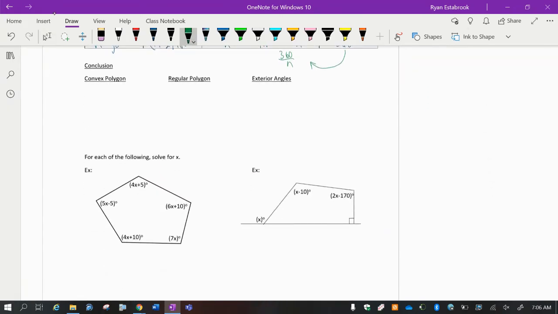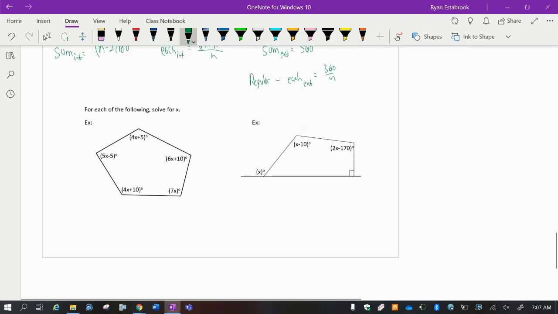So in conclusion, if you have a convex polygon, the sum of the interior angles is n minus 2 times 180. For a regular polygon, each interior angle is n minus 2 times 180 over n. As far as the exterior angles go, the sum of the exterior angles is always going to be 360 degrees. And if it's regular, there's a stipulation on there, each exterior angle would be 360 over n. So these are the two primary formulas we're looking at for interior. And for exterior, as long as it's convex, the sum is 360, and each exterior angle is 360 over n if it is regular. And then we'll finish off with a couple of questions here.